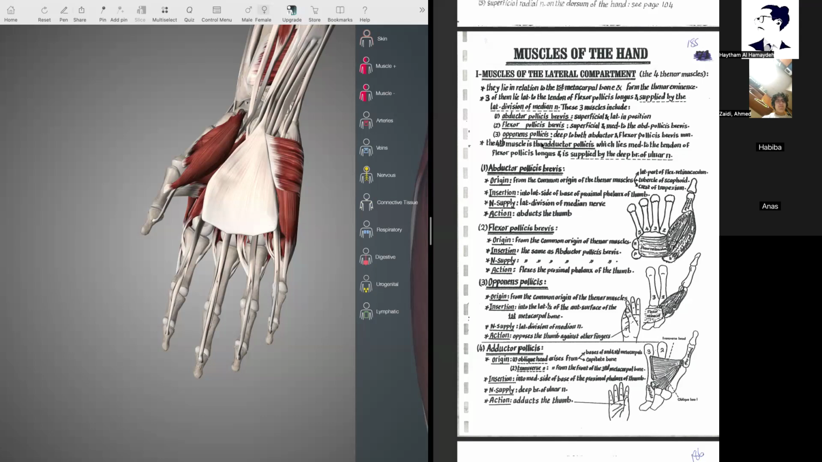Okay, so now let's do it this way. Start with the muscles of the lateral compartment. Okay, muscles of the lateral compartment, and they're called thenar muscles. And what are thenar muscles? If you look at your hand near your thumb, you see there's a bulge close to the base of the thumb.